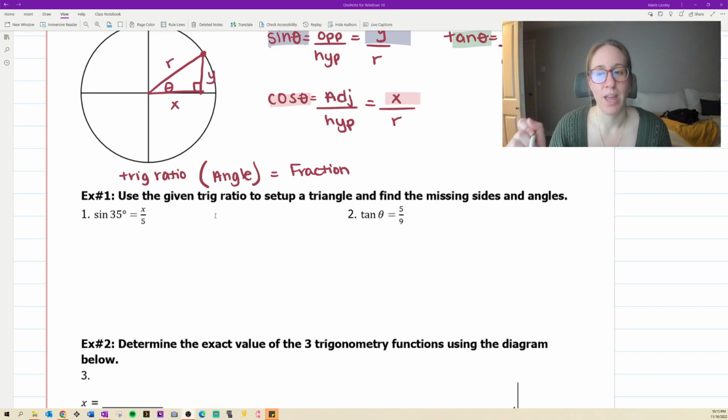All right, so for this one, we have sine, our angle is 35 degrees, and it equals x over 5. So I'm going to start by sketching a triangle here.